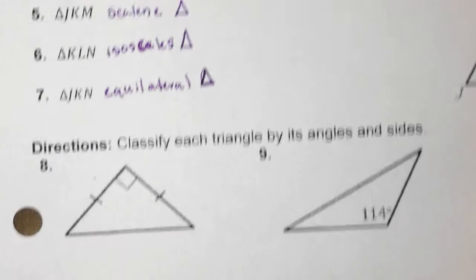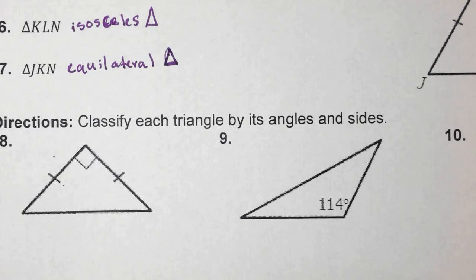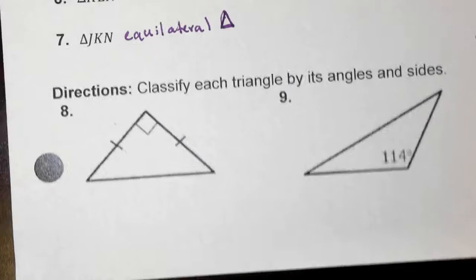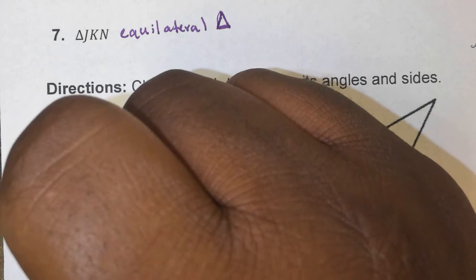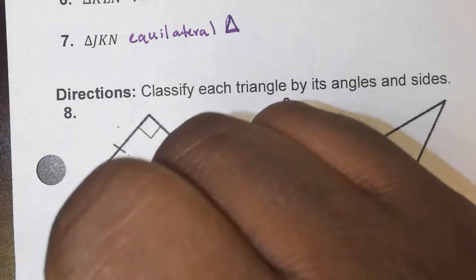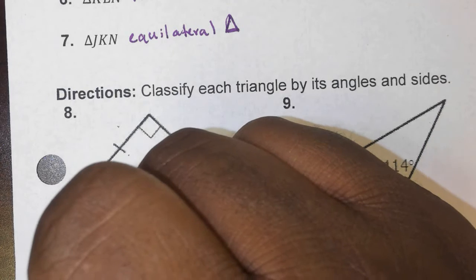Alright, so 1, 8 through 10, we classify each triangle by its angles and its sides. So we need 2 answers for each one. 1, angles and then sides. Number 8, 1. I want angles first. Yeah, so right and it's isosceles. So right and isosceles.